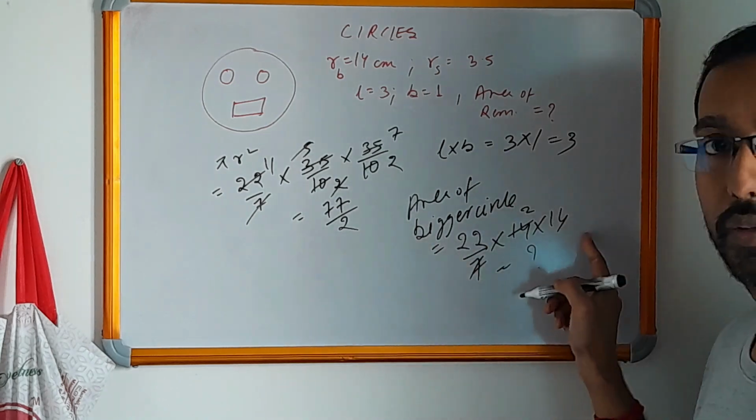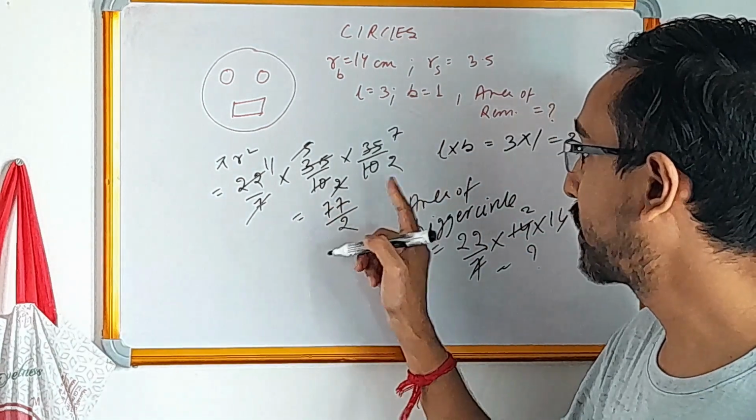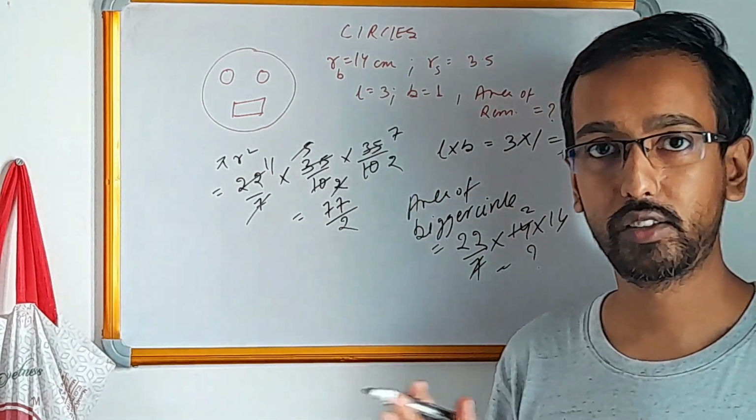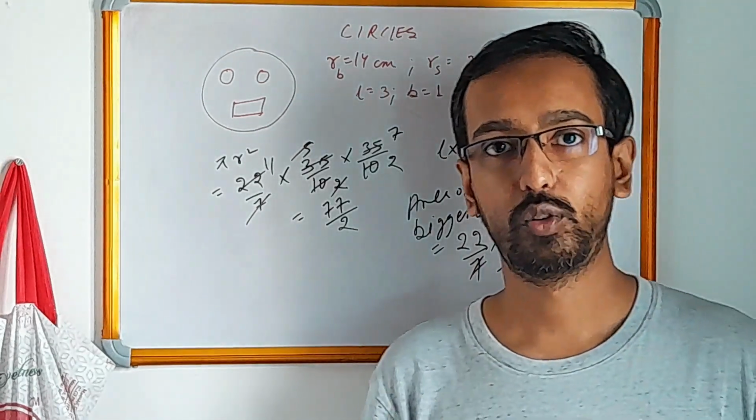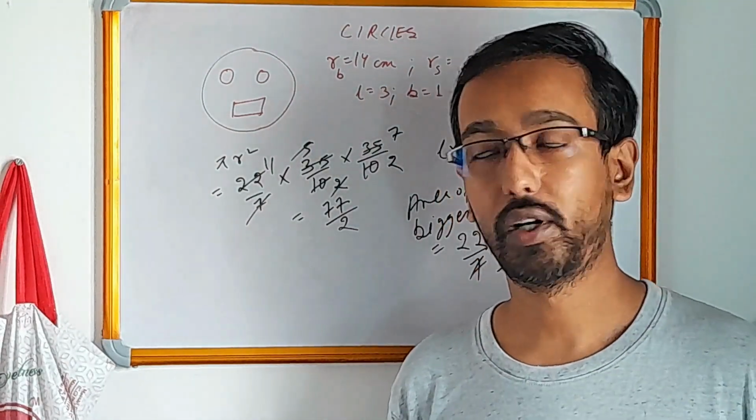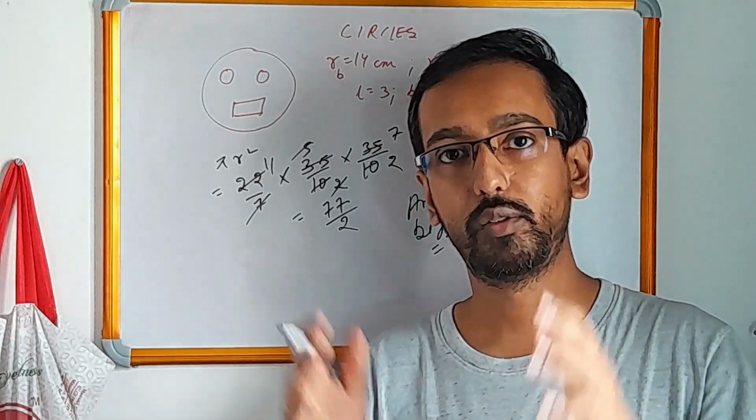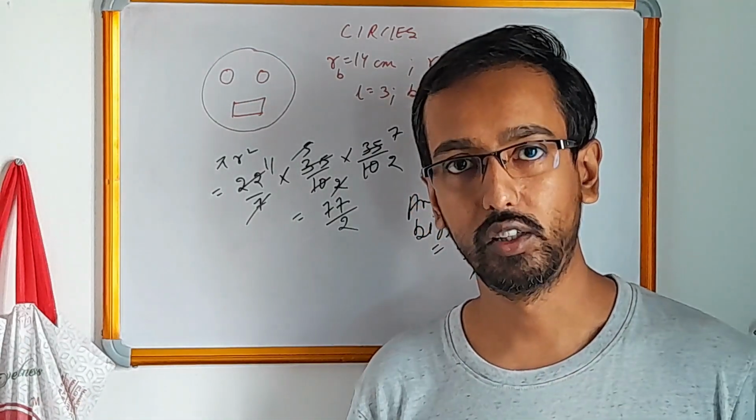So from the inner shapes' areas, we first add these two, and then we subtract the answer from the area of the bigger circle. In this way we find the area of the remaining part. This question was very easy, so I haven't solved it in detail. Let's move on to our next question.